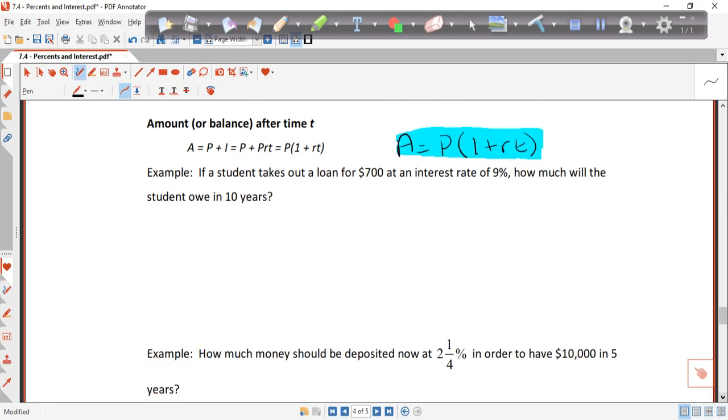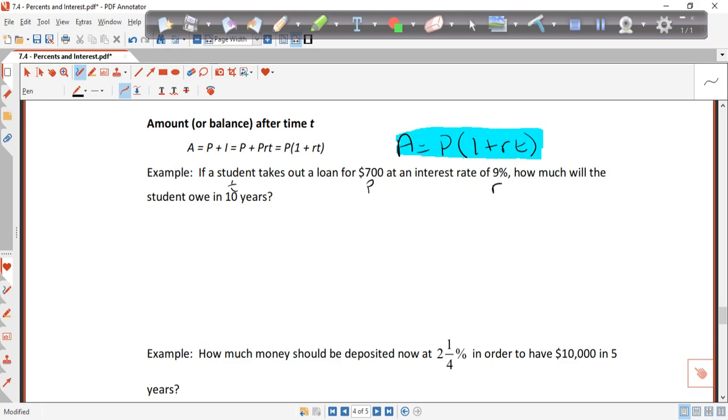Okay, so if a student takes out a loan for $700 at an interest rate of 9%, how much will the student owe in 10 years? So I like to label everything. So $700 is how much he's taking out. That's the original principal. The interest rate is R, 9%, and then 10 years is T.